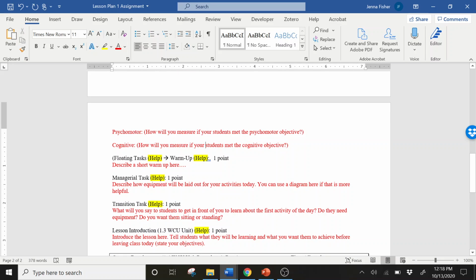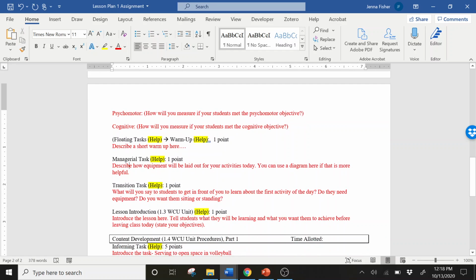Floating tasks, basically I'm looking for your warm-up, so describe a short warm-up for your class. Try to stay away from those walking around the gym, those boring warm-ups. We'll learn something soon in some of your upcoming classes about instant activity. It would be really cool if your warm-up is related to volleyball, so that we're kind of already getting ourselves amped up to get into that volleyball unit.